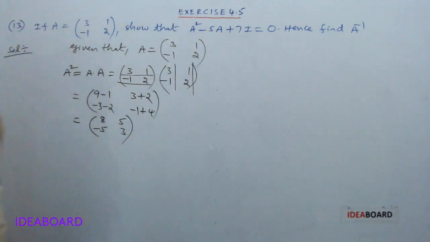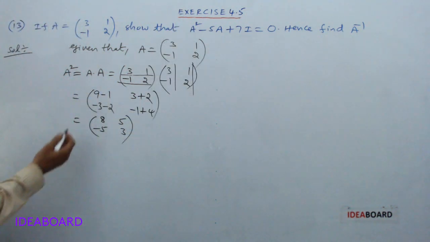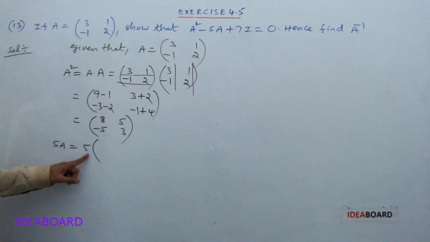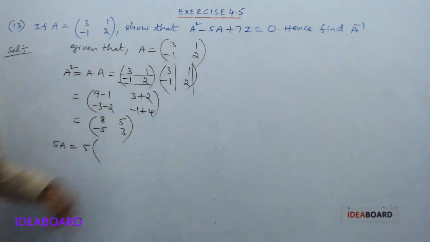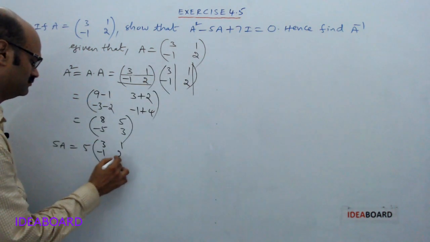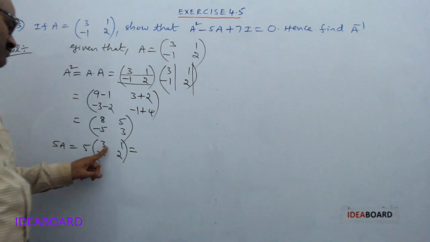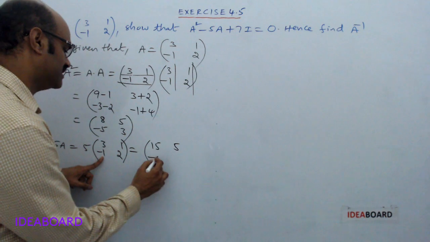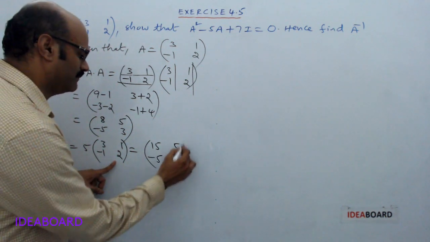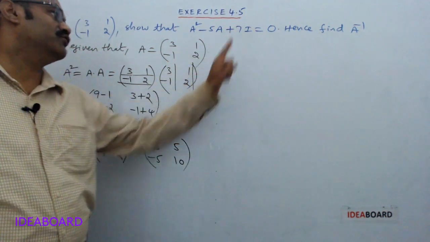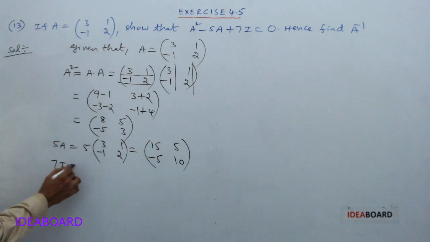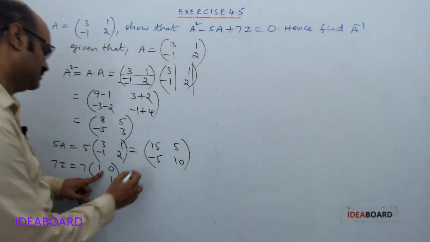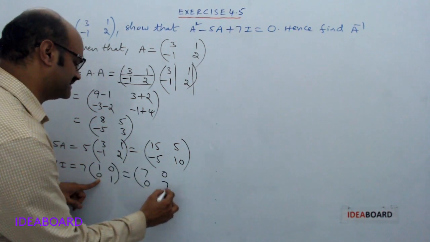Now 5 into A. 5 into A equal to 5 times [3 1; -1 2] equal to 5 into 3 is 15, 5 into 1 is 5, 5 into minus 1 is minus 5, 5 into 2 is 10. Then 7 into I, 7 into [1 0; 0 1] equal to [7 0; 0 7].